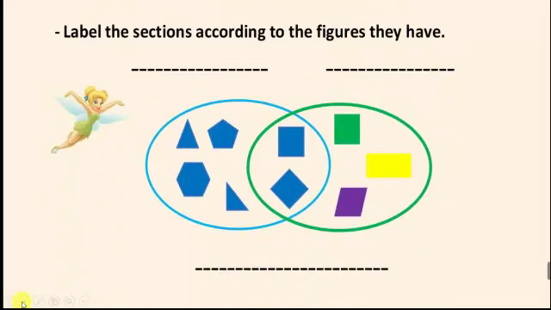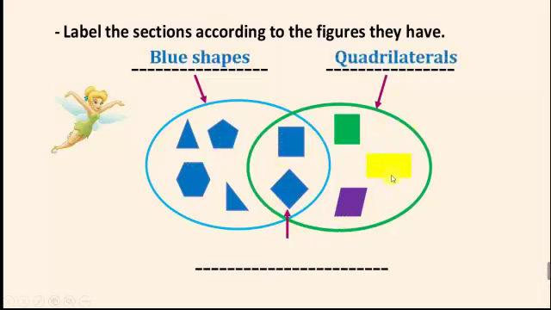Here I have a Venn diagram, it's ready, and I will just label the sections. I will label what is in the first circle, what is in the second circle, and what is in the intersection area. Let's start with this circle. I have many shapes, they are all blue figures or blue shapes. Blue shapes. Okay, what about the second one? I have many shapes, they are all quadrilaterals, as you can see: square, rectangle, parallelogram, rhombus. They are all quadrilaterals.